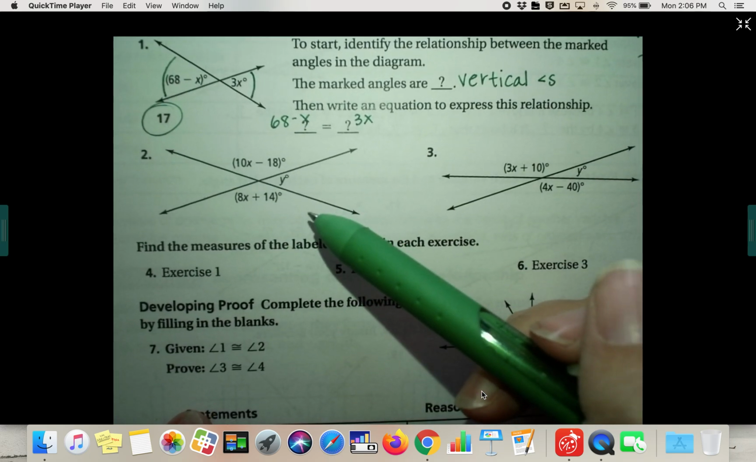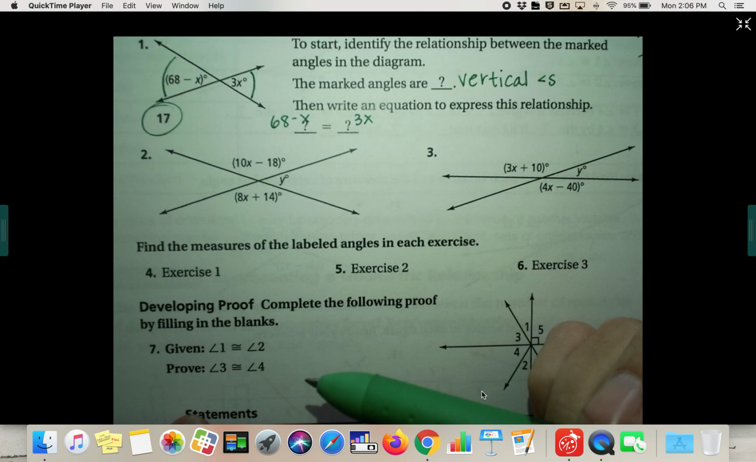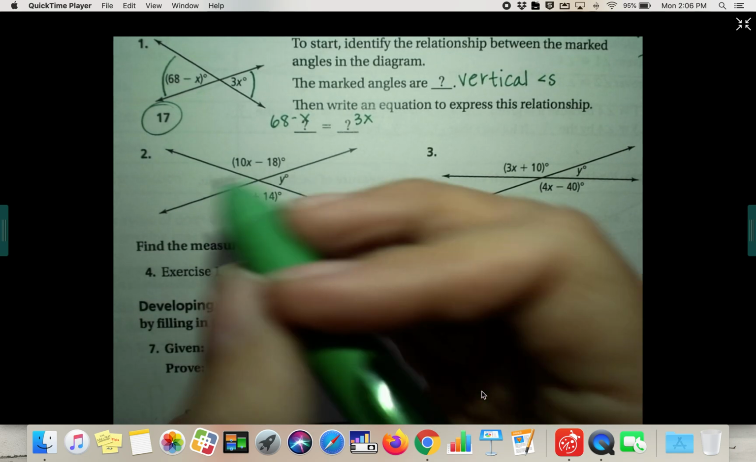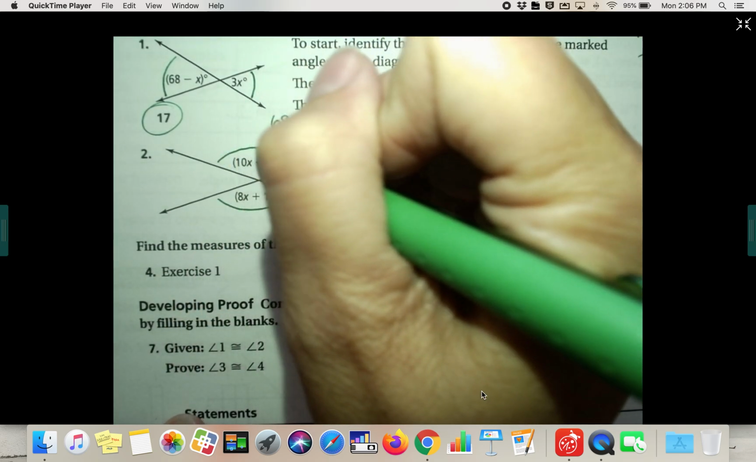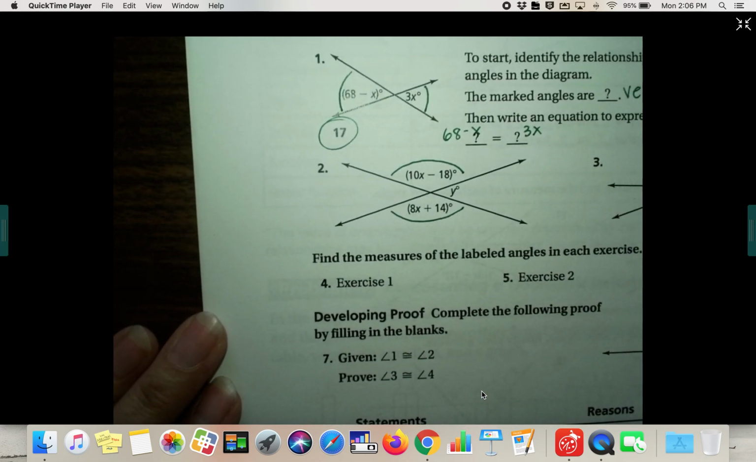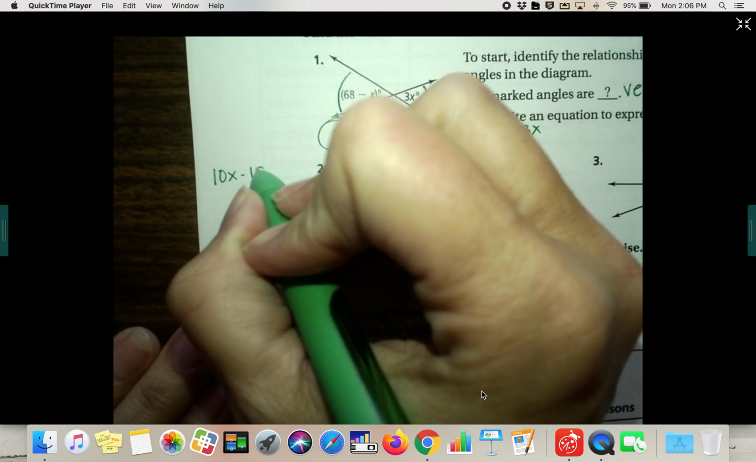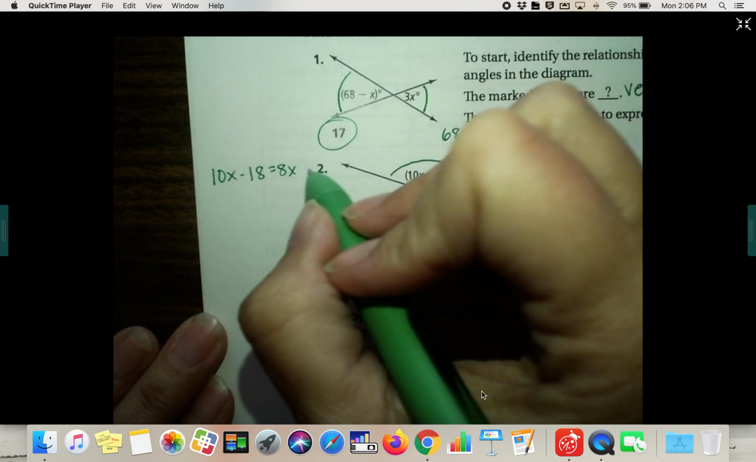Okay, number 2, we need to find the variable y. Oh, and we need to find the variable x as well. What I know is that this is vertical with this, and vertical angles are equal to each other. So I'm going to set them equal to each other. So 10x minus 18 has to equal 8x plus 14.